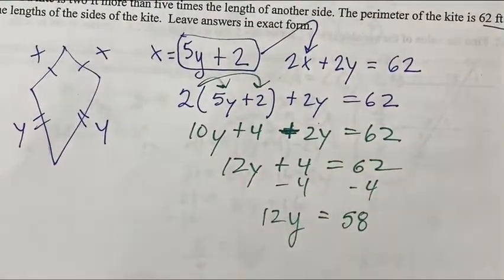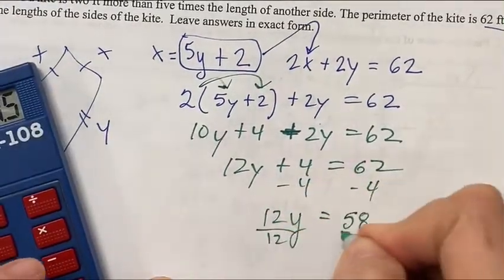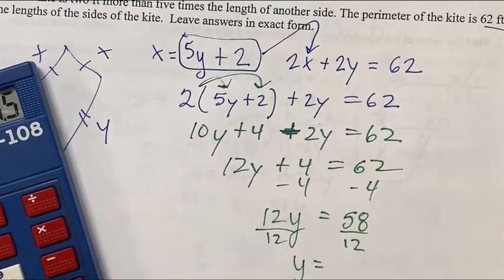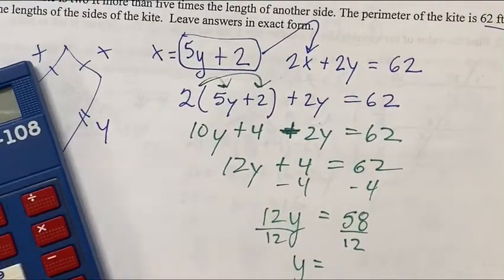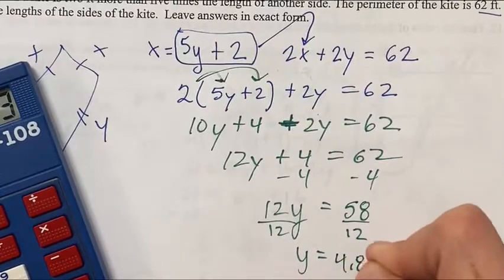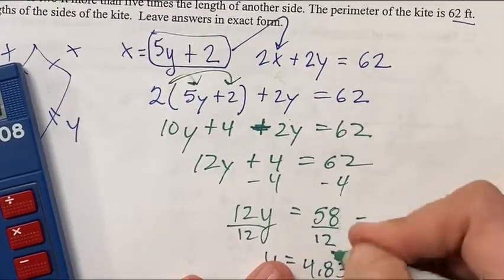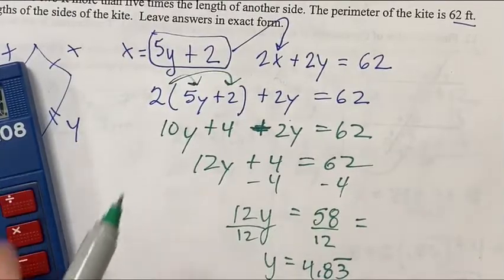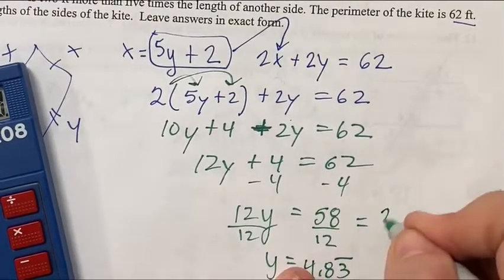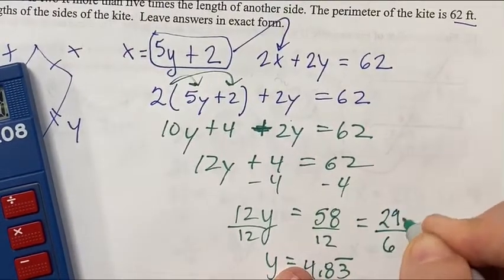I get 12y is equal to 58. So let's divide by 12 on both sides. 4.83 repeating. Okay. Could I leave it as a decimal? Yeah, those both look even. So half of 58, or a fraction, would be 29/6.